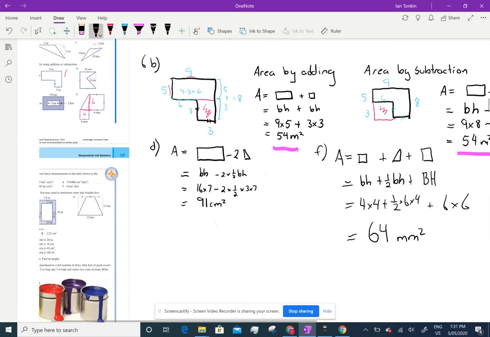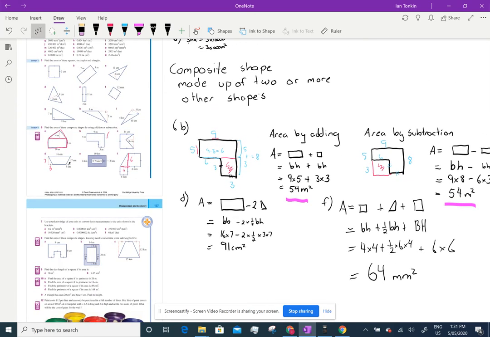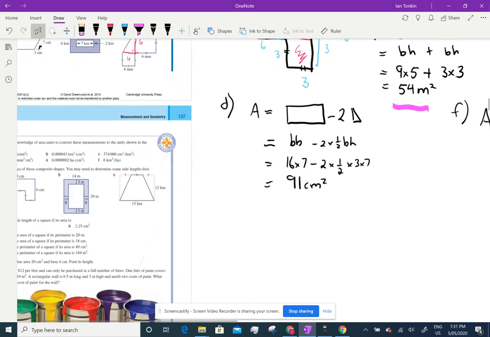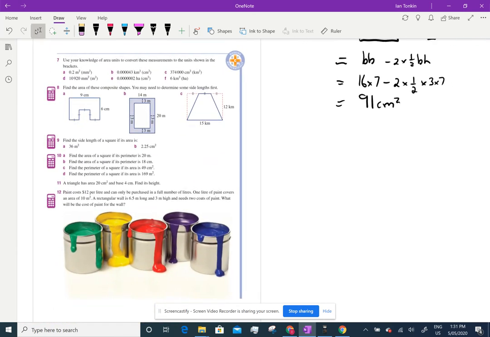All right. So that's fine in the area of composite shapes. However, they ask you to do some other ones, which are questions 9, 10, 11 and 12. Okay, so I want you to have a go at them. I'm going to do question 9, and I'll do one of each. So 9A.